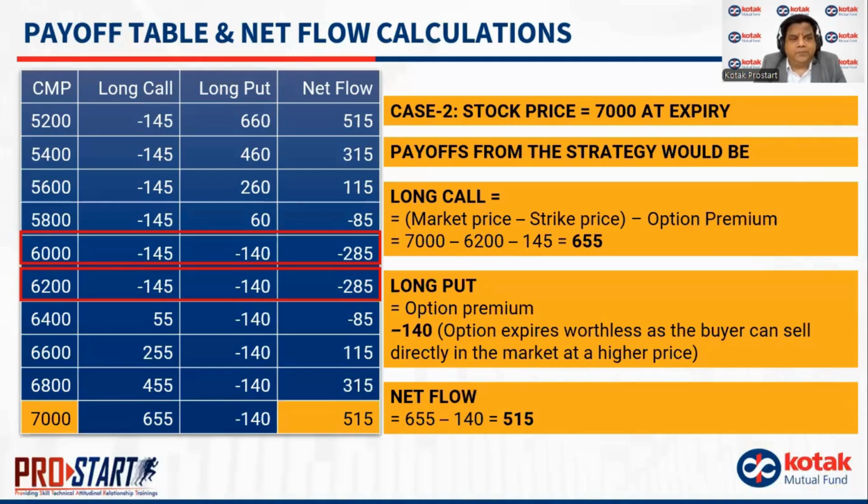Coming to the put side, there is no point in selling something at 6,000 when the market price is at 7,000 rupees. So I will forgo my put option. I will let it expire worthless and my loss will be limited to the option premium there, which is 140 rupees. So what would be the net flow? 655 profits from the long call minus 140 loss from the long put, which is 515 rupees.